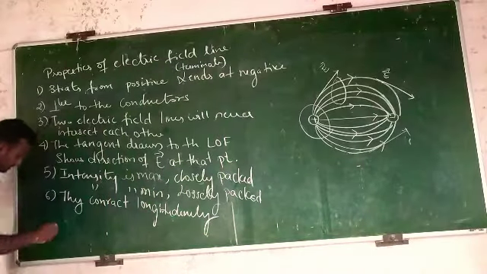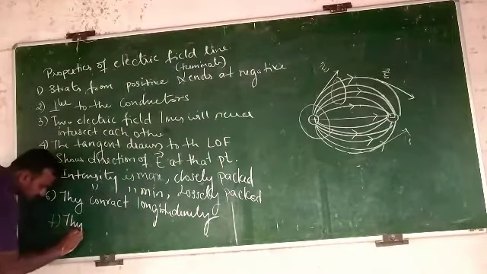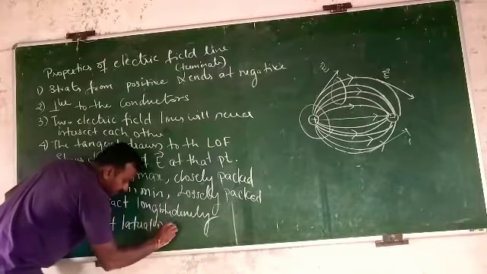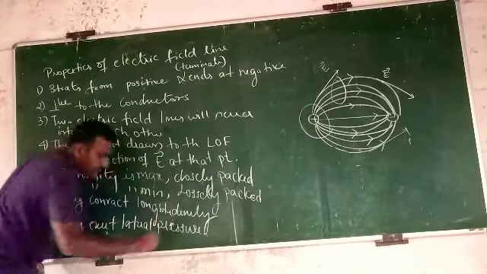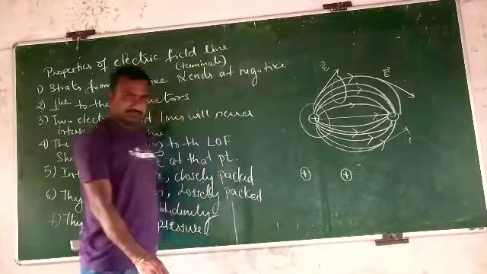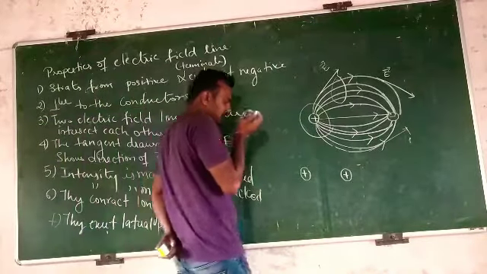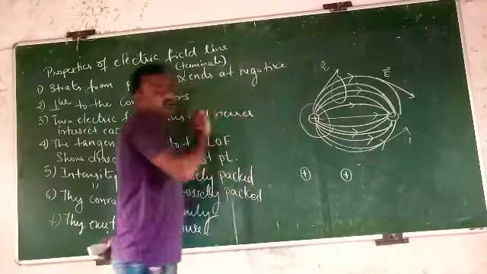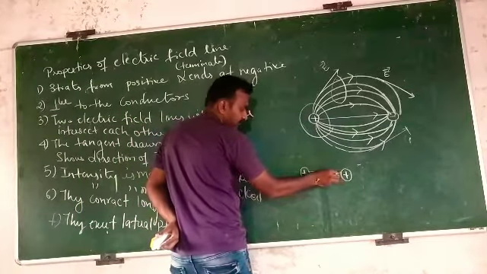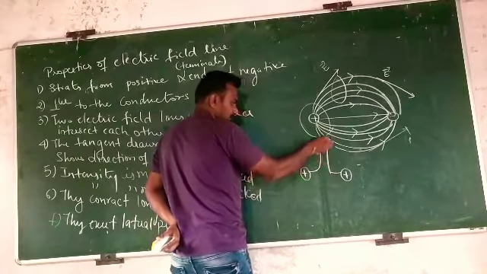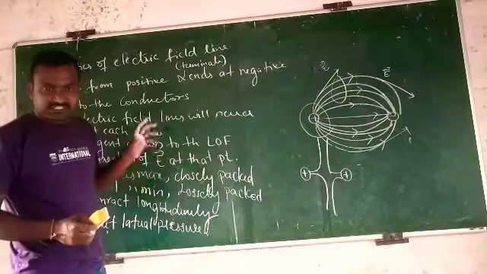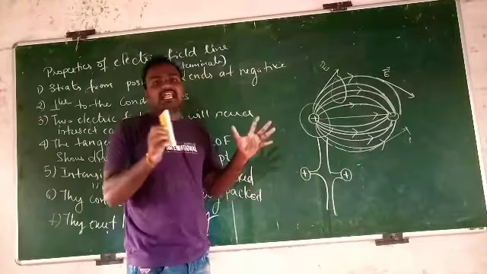And the next is they exert lateral pressure. It means if I consider two similar charges, from the first property of the electric field, they start from positive, and here also they start from positive, hence they repel like this. It means they exert lateral pressure. The electric field lines will exert lateral pressure.